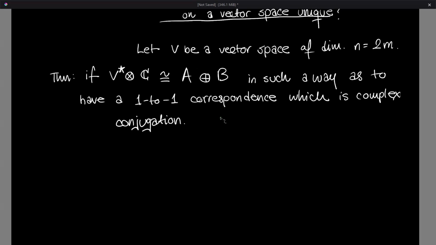So A and B are two separate spaces, and we know nothing about A and B other than the fact that V star cross C can be decomposed in terms of A and B as a direct sum. So it can be decomposed as a direct sum, but also A and B have to be related to each other by complex conjugation.